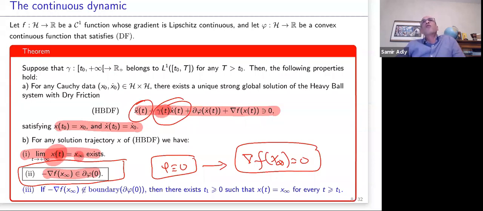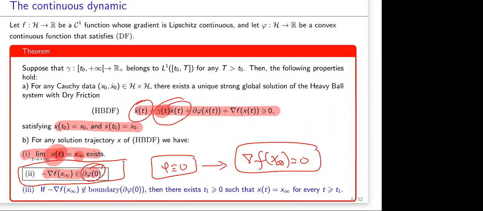But here we don't have exactly a stationary point. It depends on the size of this subdifferential that we have here. If this subdifferential of phi at 0 is small, then this is a kind of epsilon stationary point. So this is the link with optimization. You have to pay a price if you want to introduce the dry friction. You will not get exactly a critical point, but you will get something which is linked to this inclusion. It depends on the size of the dry friction.